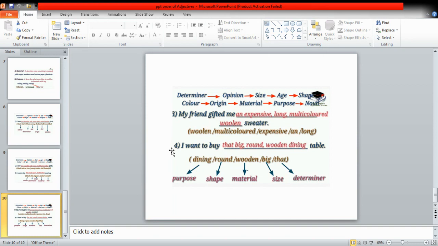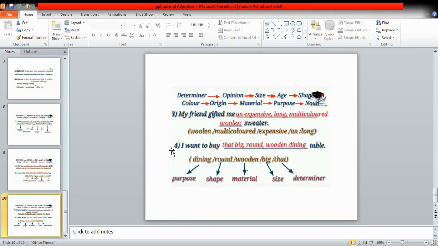I want to buy, and in the bracket, different adjectives are there: dining, round, wooden, big, that, and we have to put them in the proper order. The order is again written. Whenever you have to attempt this question, the first thing you have to do is, with the help of a lead pencil, write this order on your paper or any rough sheet which you have. So when you write the proper order, there would be no difficulty for you to write it in its proper order.